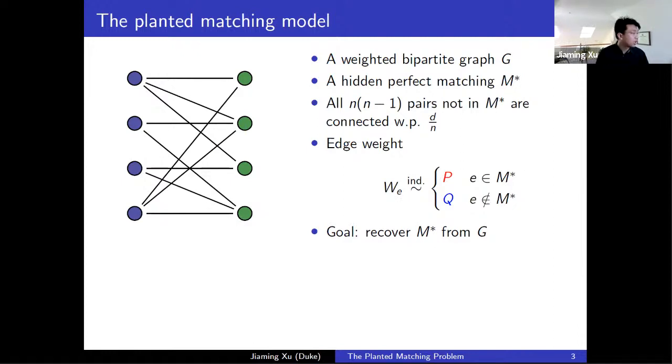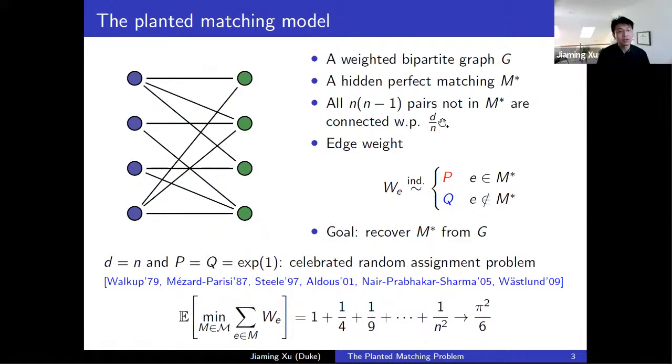Okay. But before talking about this problem, I want to mention a very interesting relation to the celebrated random assignment problem. So basically, if you imagine d equals n, and P and Q are both exponential distributions with rate 1, in other words, you have this complete bipartite graph where every edge has weight drawn from an exponential distribution with mean 1, then this actually reduces to the random assignment problem. There, the question is not to look for the hidden matching, but instead to find out the expected value of the total weight of the minimum weight matching.